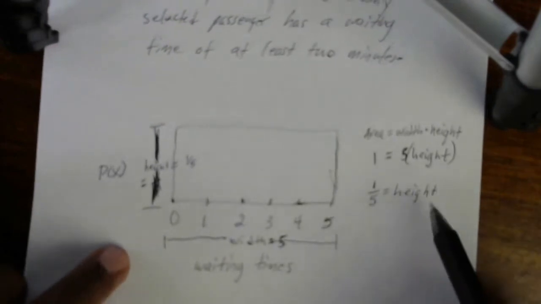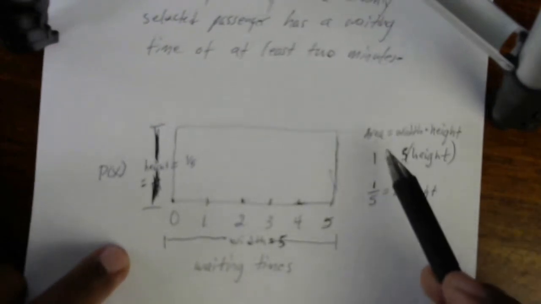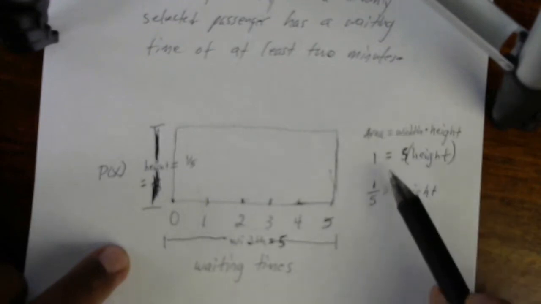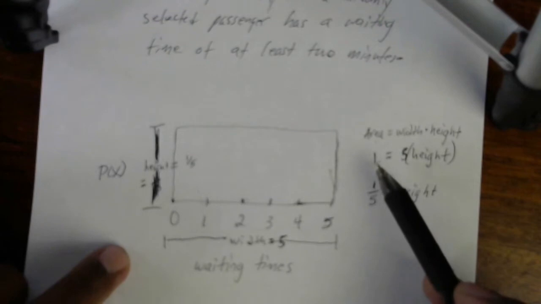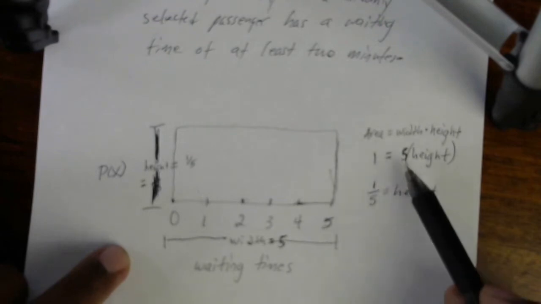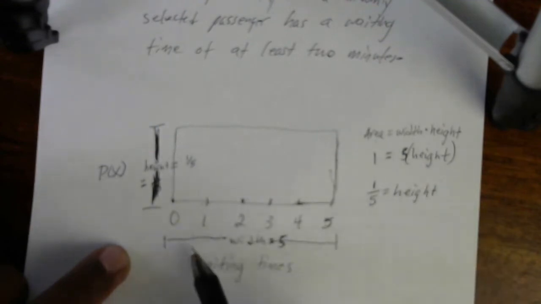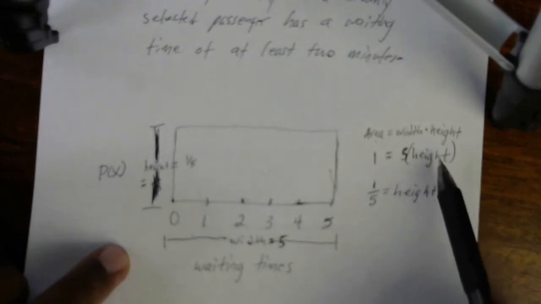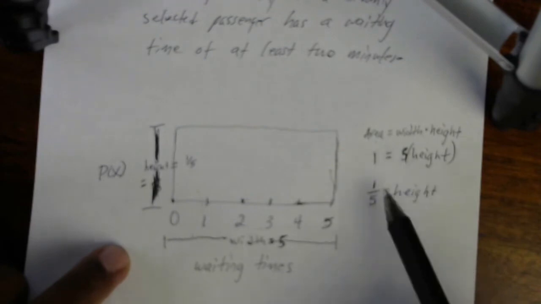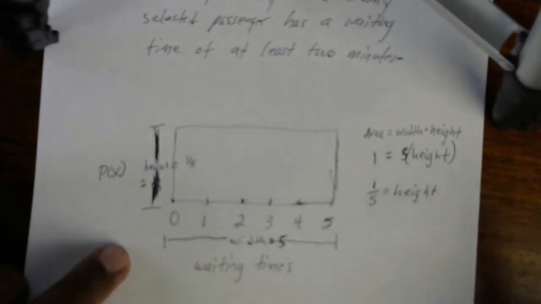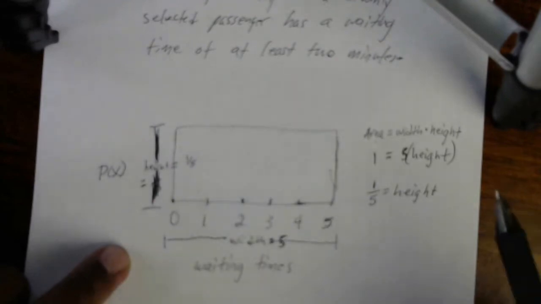So this is how I calculated that height. I used the formula that area is equal to the width times the height. For a uniform distribution, the area has to equal 1. I can always pull out my width, so my width is 5, and I don't know the height, so I just left that as height. In order to solve for height, I divided both sides by 5, so 1/5 is the height. On some of these problems, they may not write it as 1/5, they may write it as a decimal, 0.2 or something like that. But this is how you determine the height.